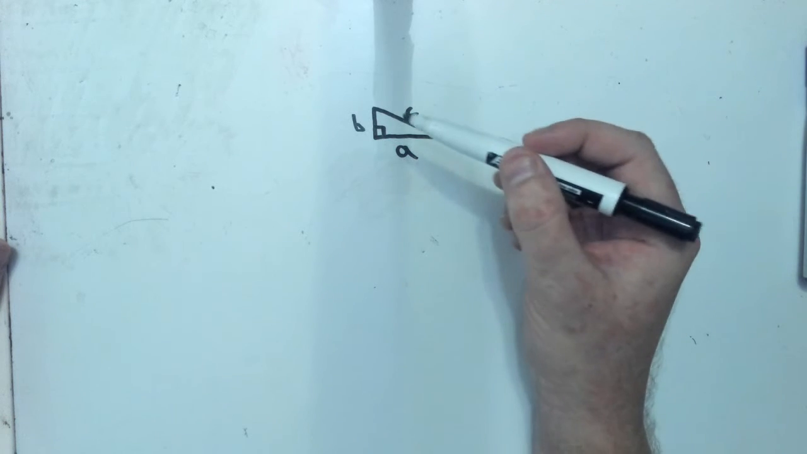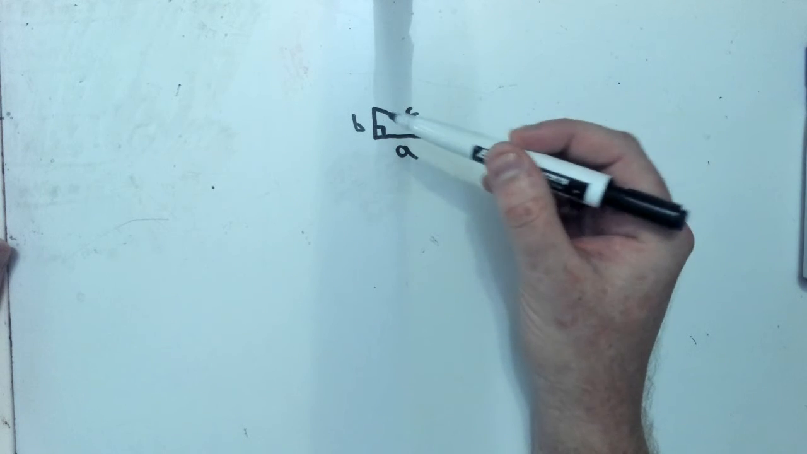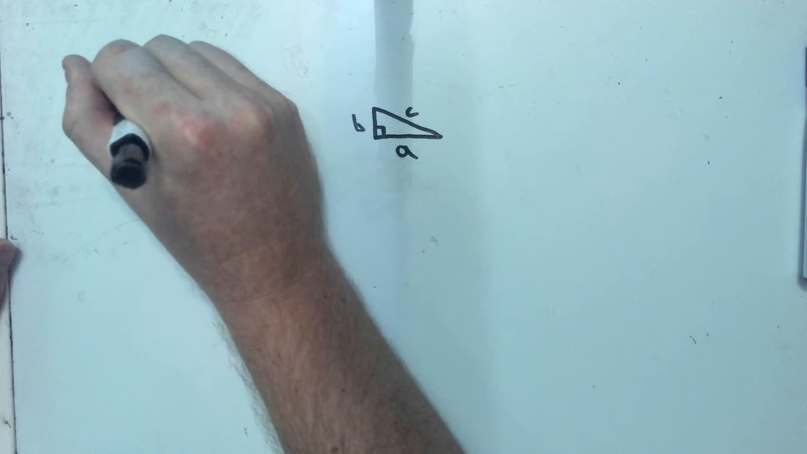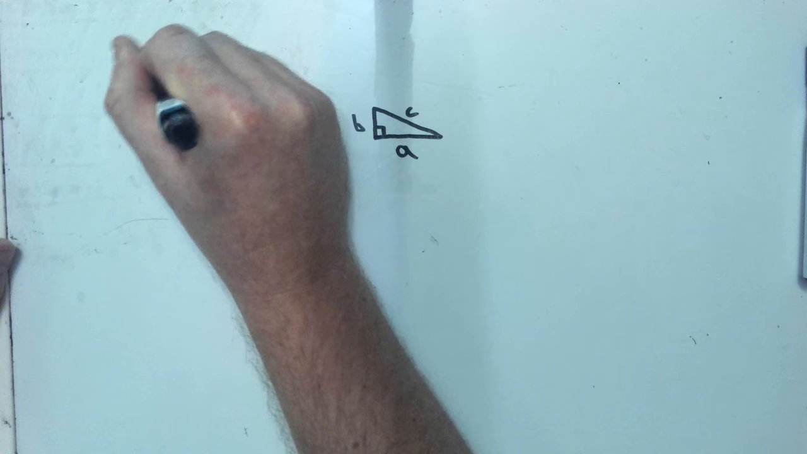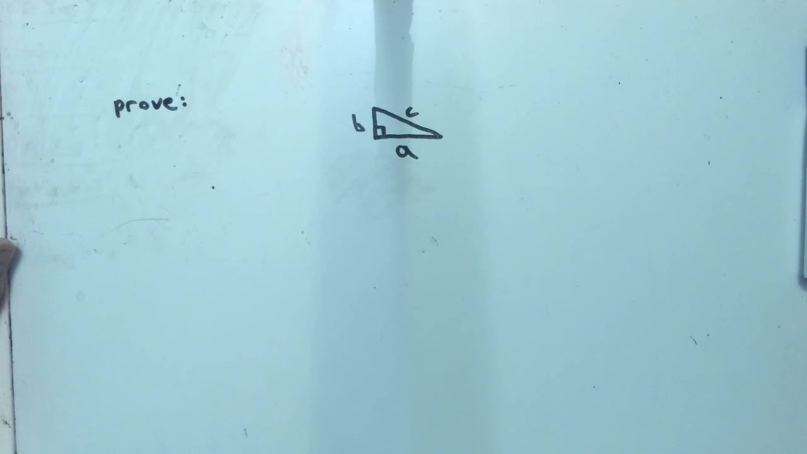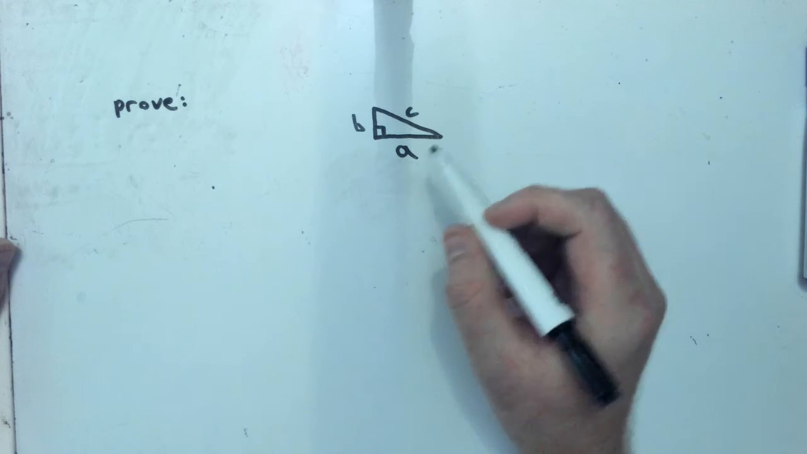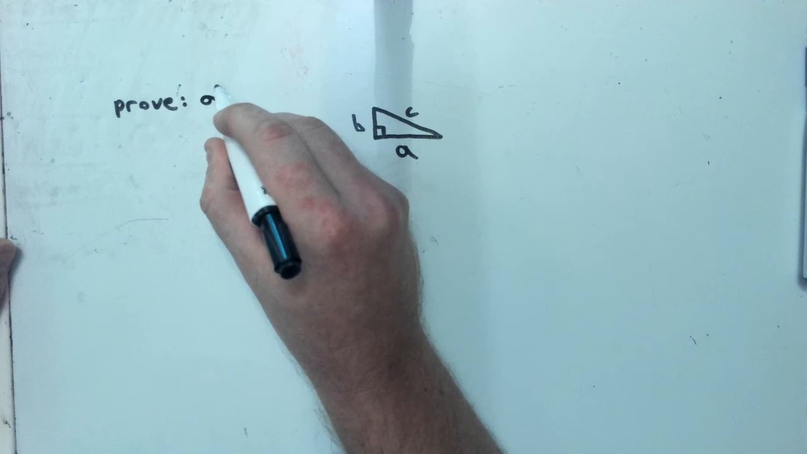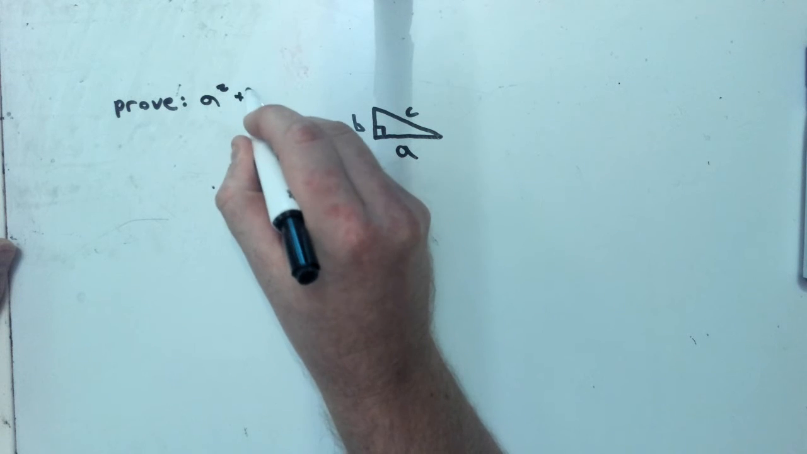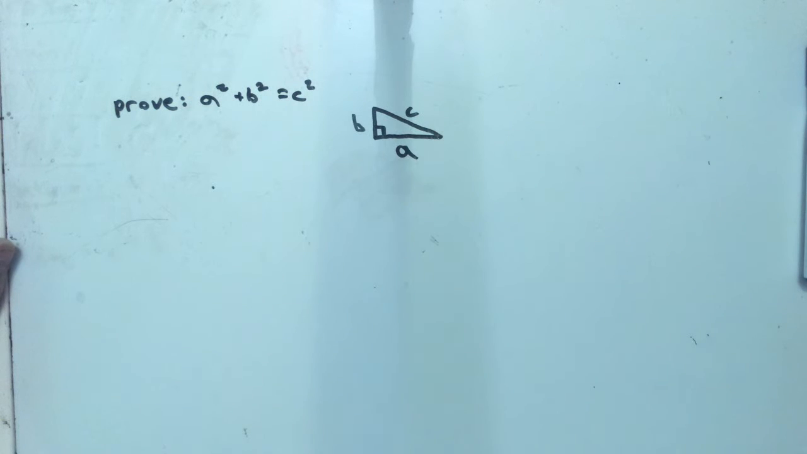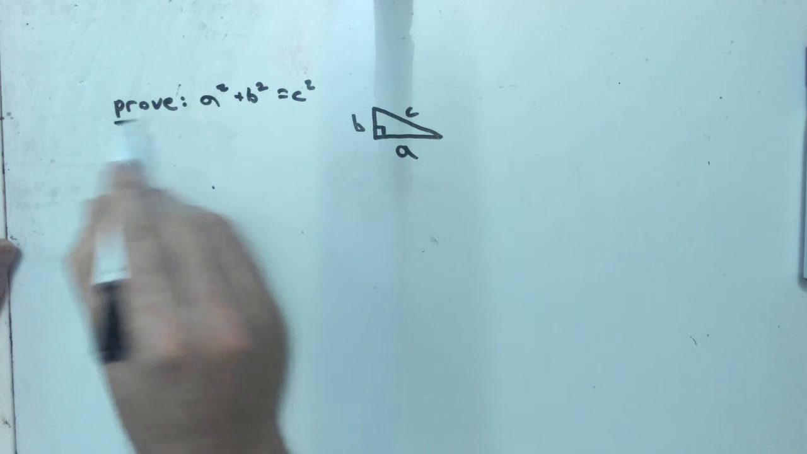The Pythagorean theorem says that when you have a right triangle, if we take the squares of the sides and add them up, then we're going to get the square of the hypotenuse. All right, so more familiarly, that sounds like a squared plus b squared is equal to c squared. This is what we're trying to prove.